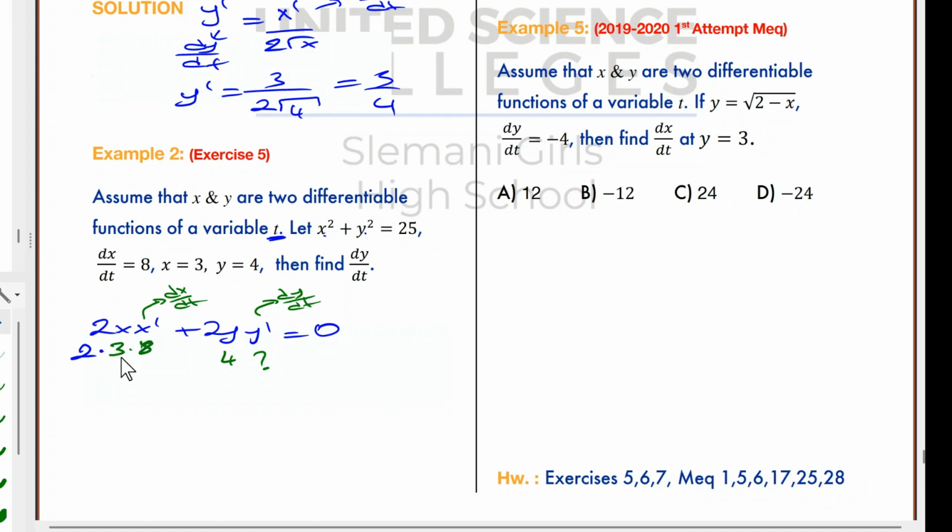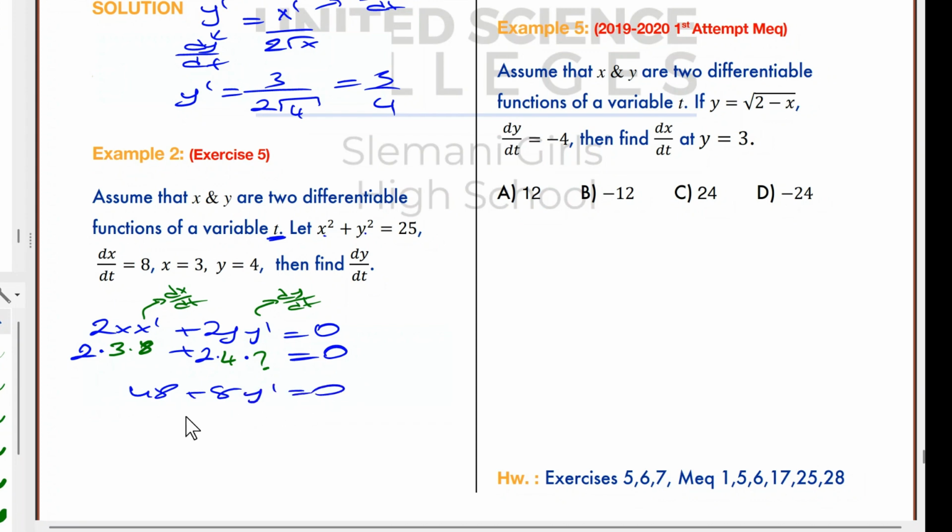2 times x, which is 3, times x prime, which is 8, plus 2 times y, which is 4, times y prime, which is unknown, equals 0. So it is basic math, just solving the equation. 2 times 3 is 6, times 8 is 48, plus 8 y prime equals 0.